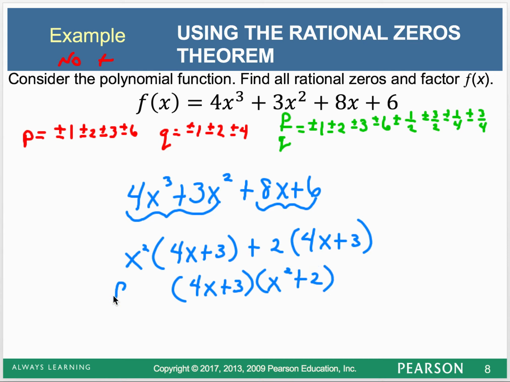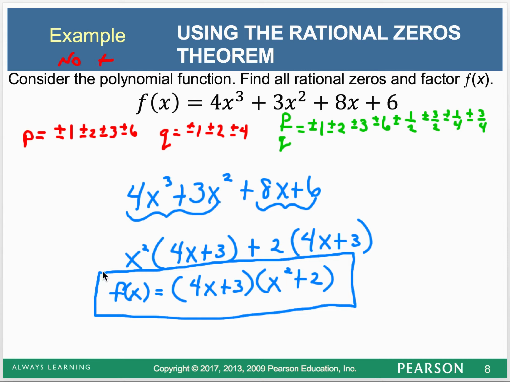Okay, so it asks us to factor it and find the zeros. So there it is factored. Okay, so if I was going to find the zeros, then I just set each of these equal to 0. So x equals negative 3/4.